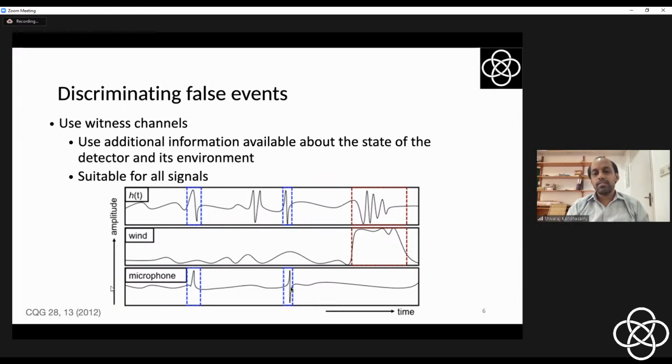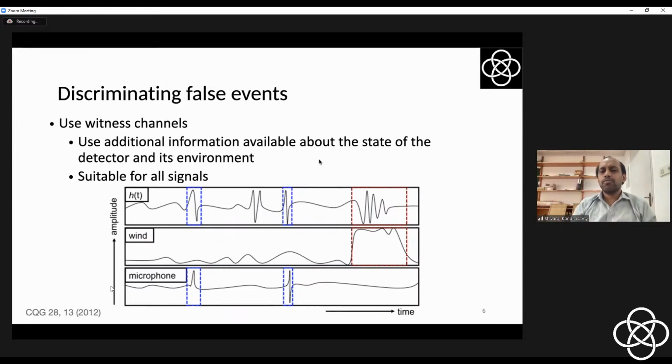The next one has a coincidence with the microphone, so we disregard it. And for the last one, there is a coincidence with the wind sensor, so we also disregard this particular event. So there's only one that we say could have been a gravitational wave signal. Then we also do other consistency checks, for example, whether we see the same signal in the other detector, and whether it is consistent with the signal that we expect. So we do further checks, but these are the basic checks that we do at the beginning.